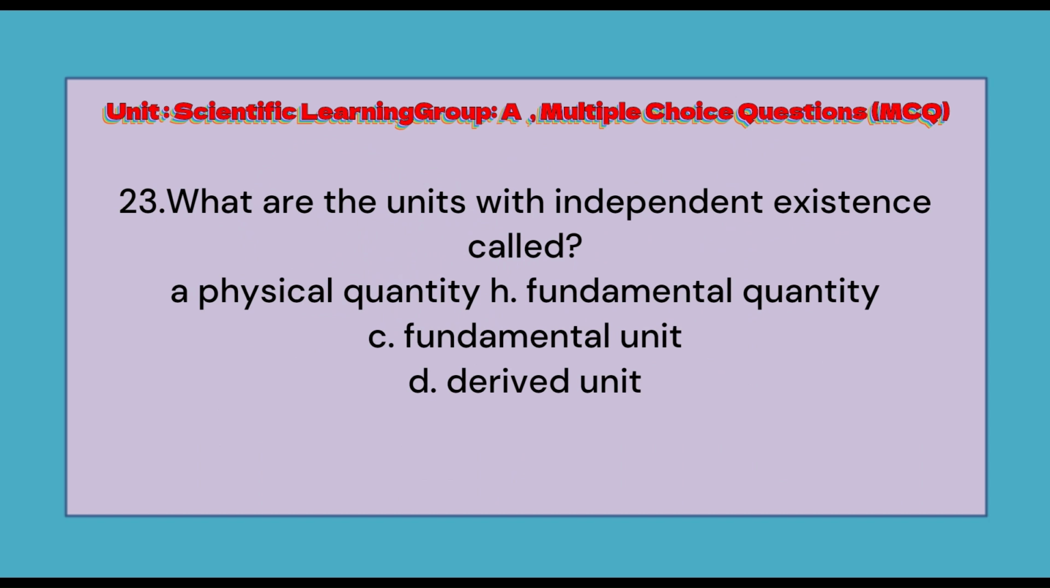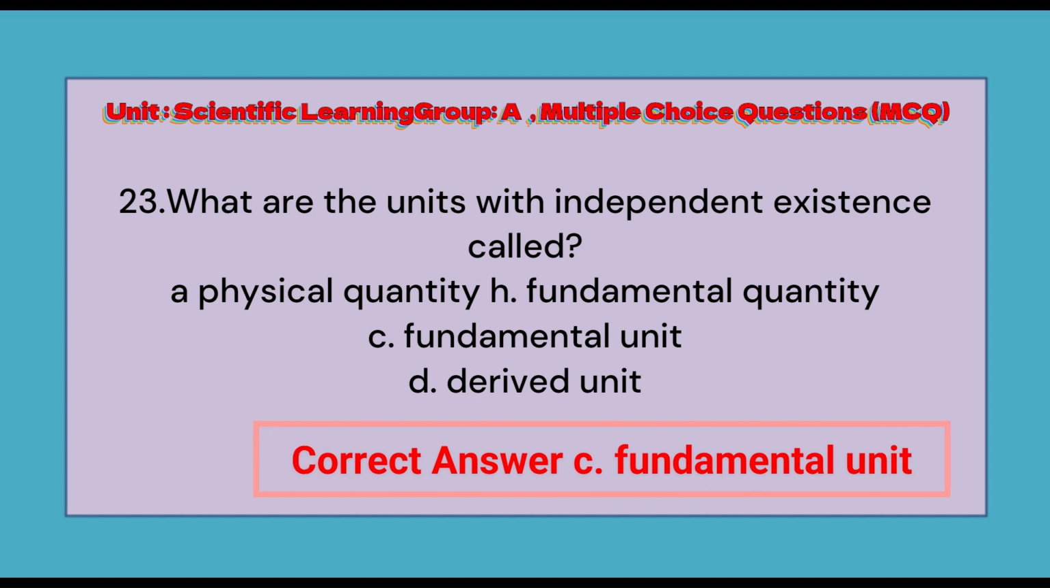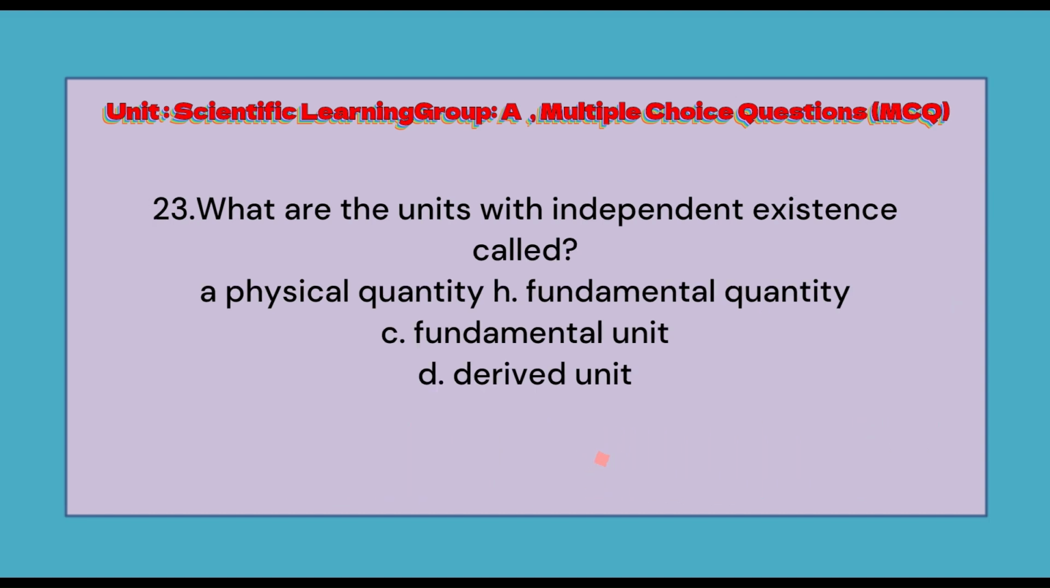23. What are the units with independent existence called? A. Physical quantity. B. Fundamental quantity. C. Fundamental unit. D. Derived unit. Correct answer. C. Fundamental unit.